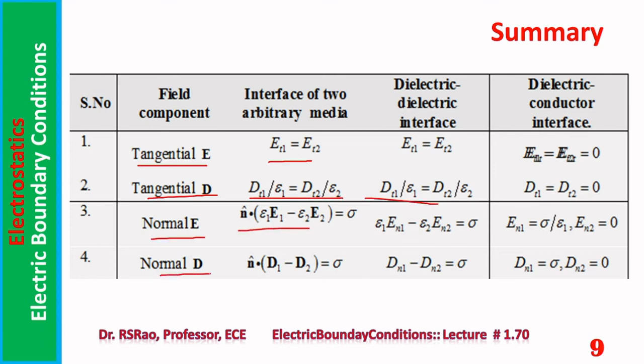Normal E, normal D. When we consider a dielectric-conductor interface, listen, if one of the media happens to be a conductor, let us say this is one medium and this is the second medium, and this is a perfect conductor. Inside a perfect conductor, field cannot exist. So the tangential electric field is 0 in the conductor. Therefore the tangential electric field must be 0 here also. Therefore tangential components are zero: E_T1 equals E_T2 equals 0. Similarly, D_T1 equals D_T2 also becomes 0. So this is the specific case, the dielectric-conductor interface, where one of the media is a conductor.